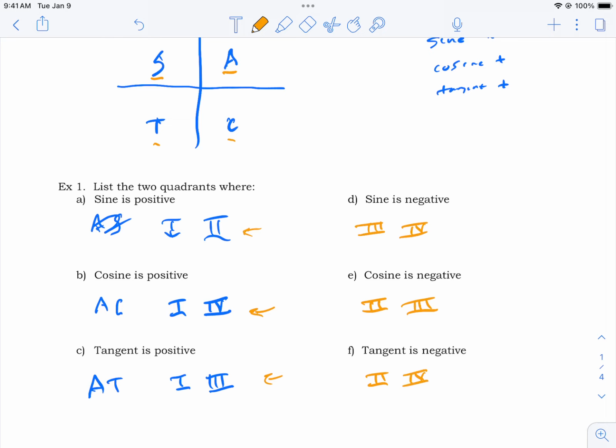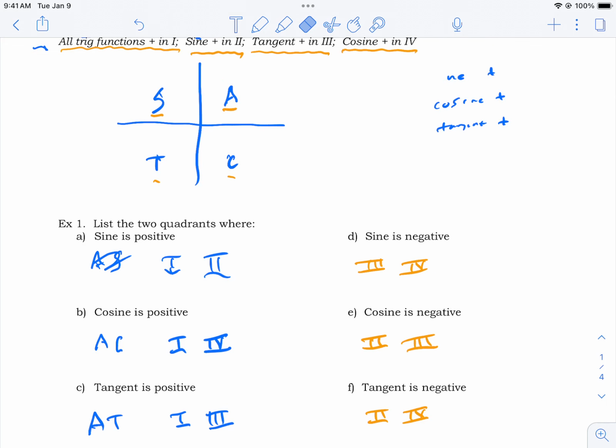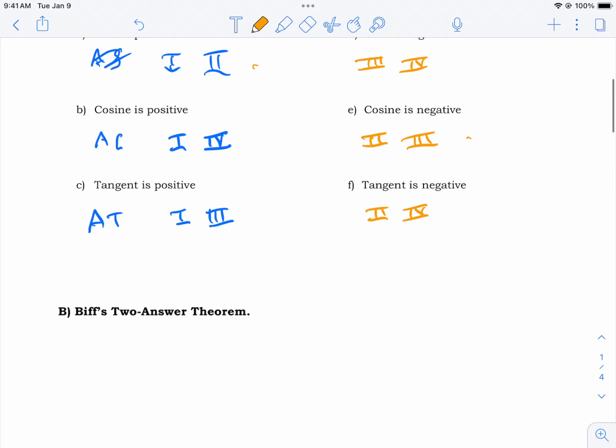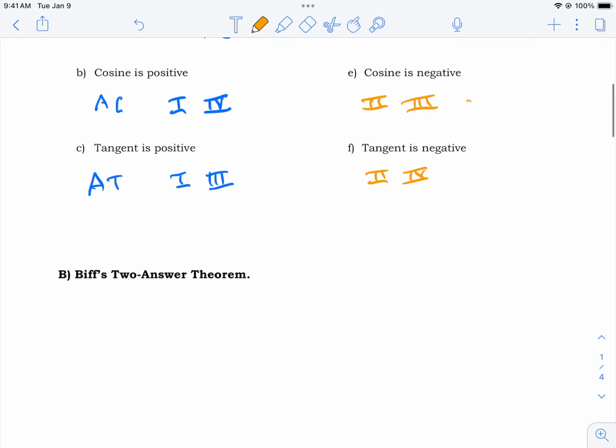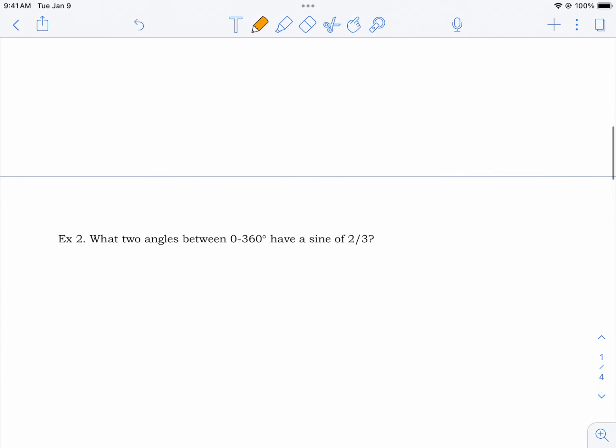So you can very quickly, without having to think about any angles or sides that are positive, negative, anything like that, it just gives you a very fast, very efficient way of knowing what quadrant you're in. If you're given a clue, sine is positive, then boom, you know you're in the first or second quadrant. If you're given a different clue, cosine is negative, then boom, you know you're in the second or third quadrant. This is going to come in handy today. Okay, so Biff's two-answer theorem. We're almost ready to state it, but first let me go to the second page and do some of these.